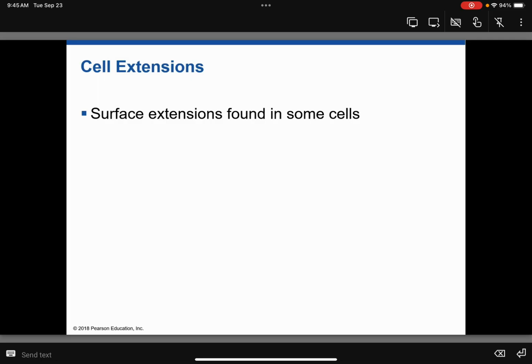Okay, a few more structures that have to do with cells but are not necessarily a part of every cell, like the other things we just talked about, are these cell extensions. So these are things that are found on the surface of some cells depending on what their function is.